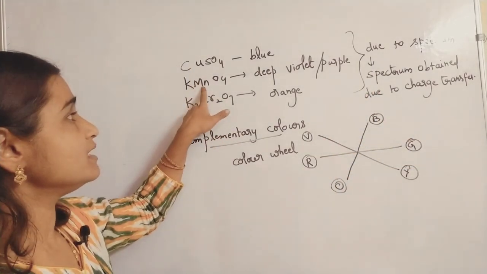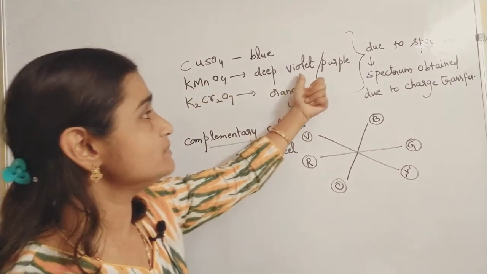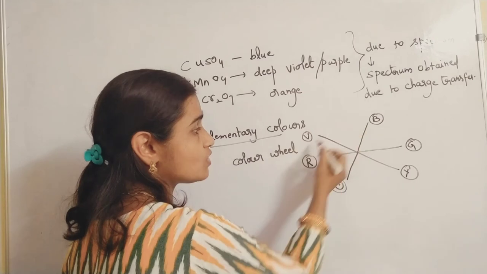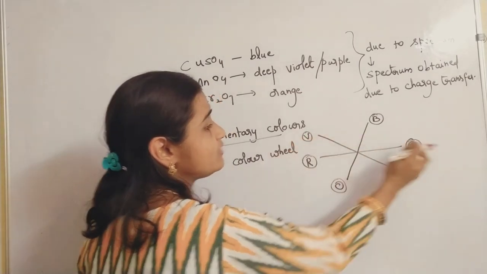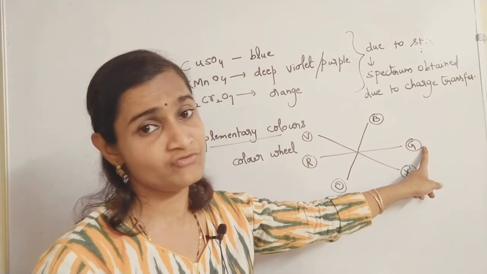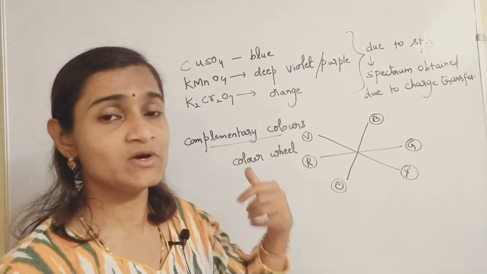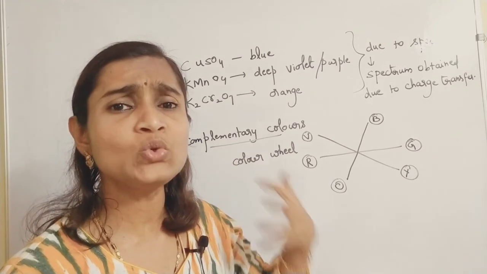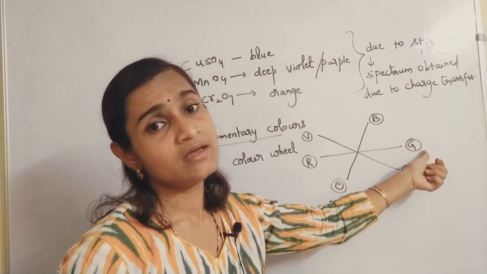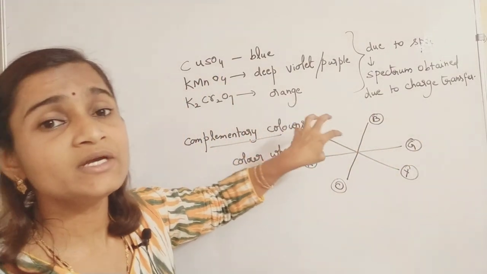In the same way, here the central atom is manganese, giving deep violet. Here shades are also there. If it is deep violet, it goes to green only, meaning the complementary color will become green. Please understand the point carefully. Actually, the complementary color for normal violet is yellow. If it is very deep violet, because potassium permanganate is appearing too deep, its complementary color goes to green. So green is absorbed and that's why the color of the salt is appearing violet.